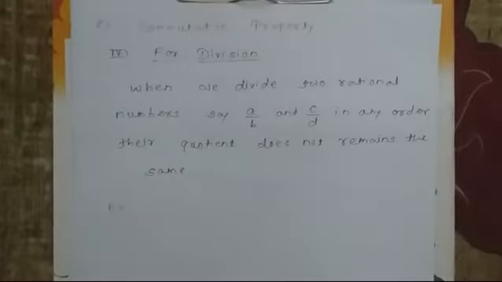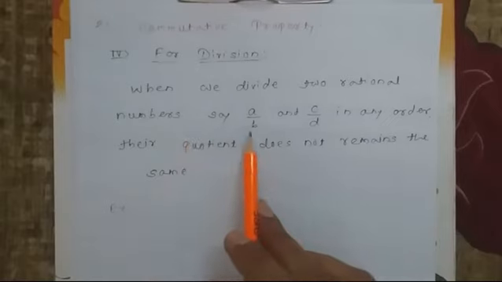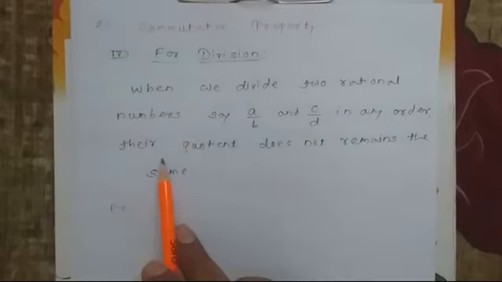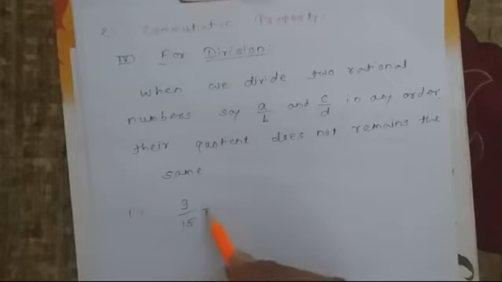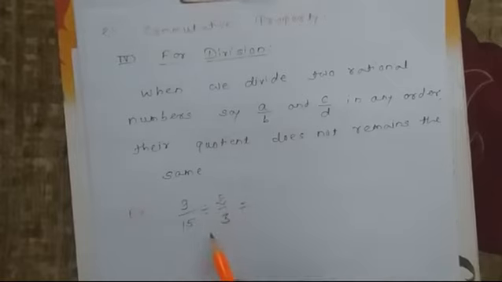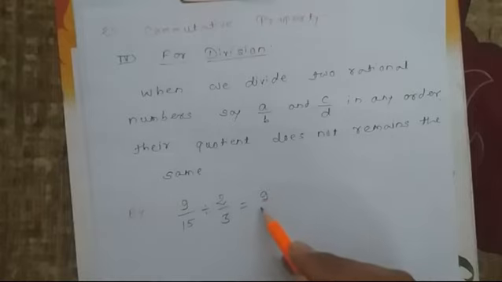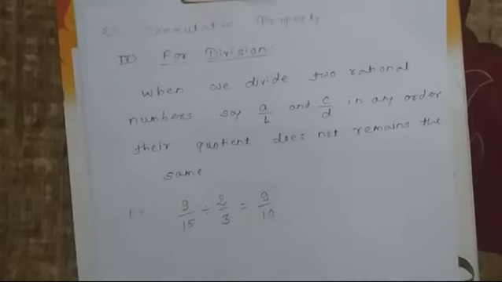Commutative property for division. When we divide two rational numbers, say a upon b and c upon d, in any order, their quotient does not remain the same. Let's check with the help of one example. If we divide 19 upon 15 by 2 upon 3, you know how to divide rational numbers. You have to multiply the dividend by the reciprocal of the divisor. So you will get 9 upon 10 as a quotient.